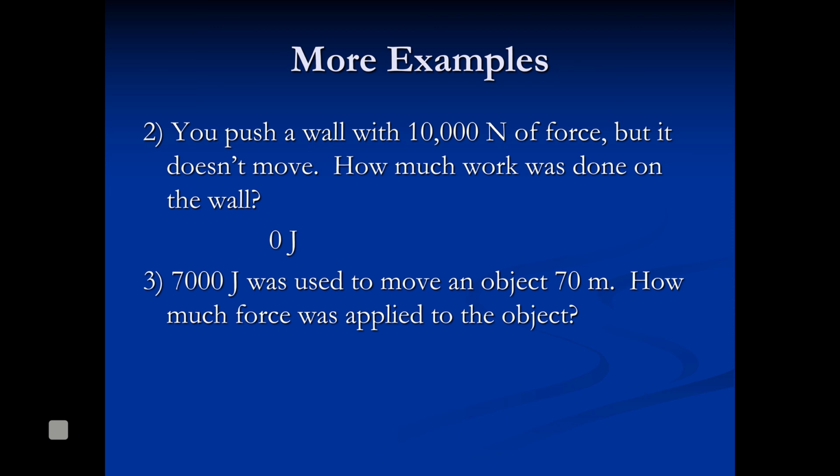7,000 joules was used to move an object 70 meters. How much force was applied to the object? For this one, look what I did. I'm giving you 7,000 joules, which means that's the work. Be careful, because some people will just multiply the two numbers. I'm giving you the work and the distance, so you have to rearrange the formula. Work equals force times distance: 7,000 equals force times 70. Divide by 70. Force equals 100 newtons.